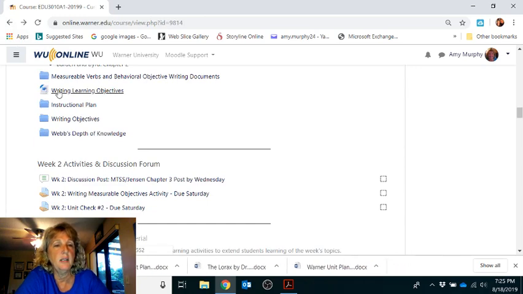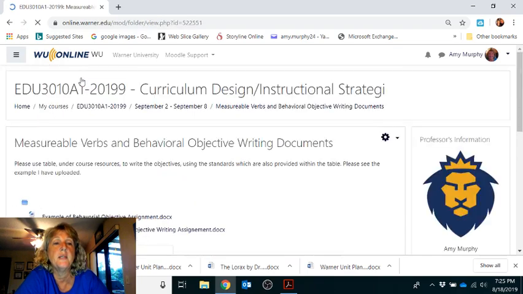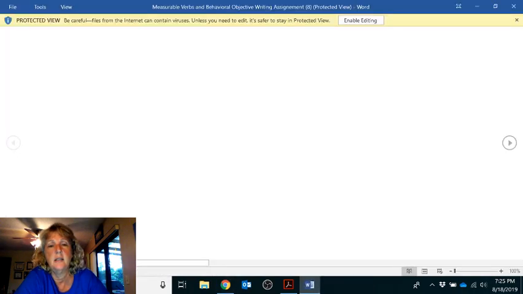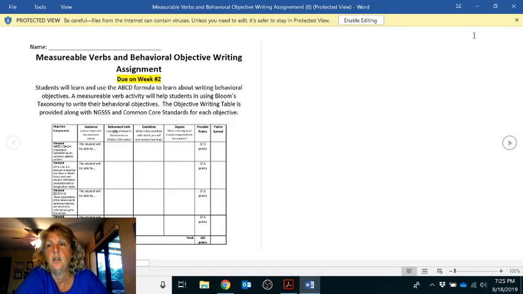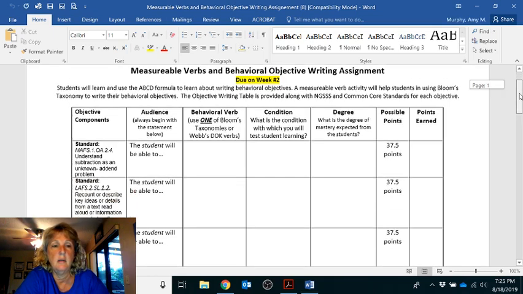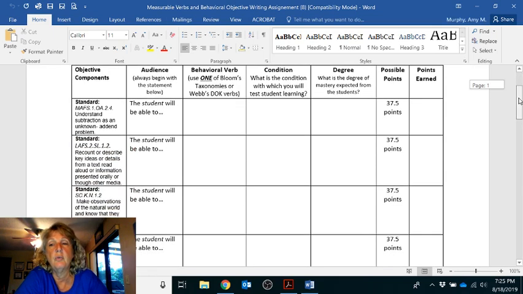writing learning objectives. No, not that one. Let's go to this one, the measurable verbs and behavior. And it is a worksheet. You're going to complete the worksheet using these objectives. In week 3, you'll write the objectives for the Lorax, but in week 2, you're going to write the objectives based on the standards listed here.